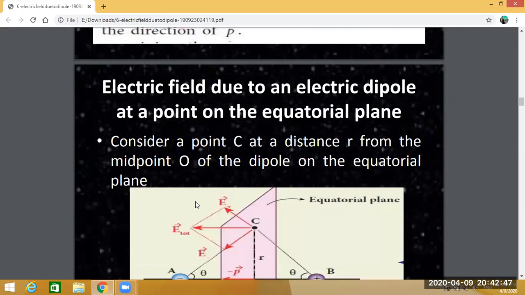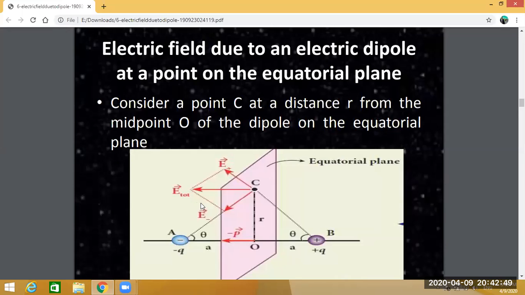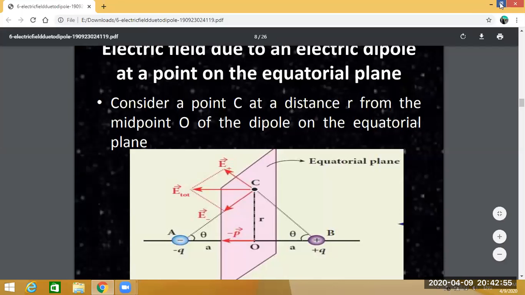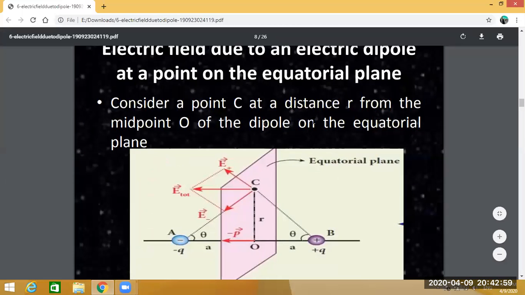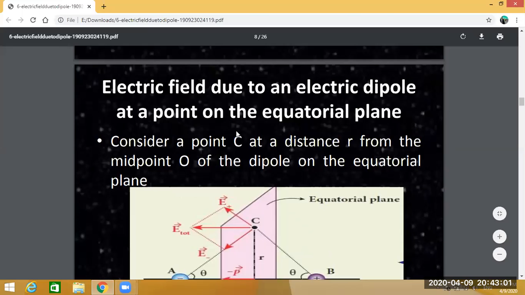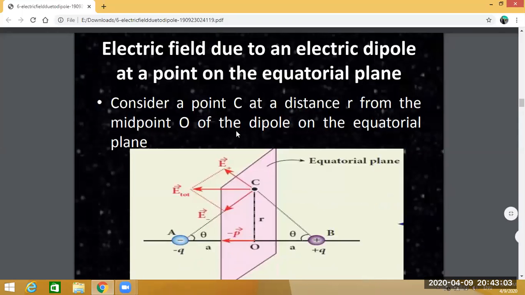So today's topic is electric field on equatorial line. So try to understand electric field on equatorial line. Remember, first of all, we have to know what is equatorial line.